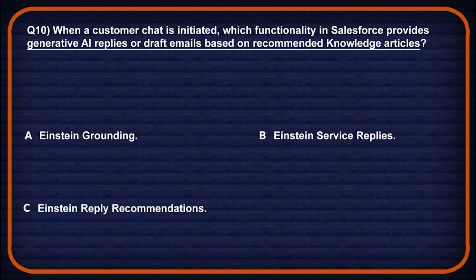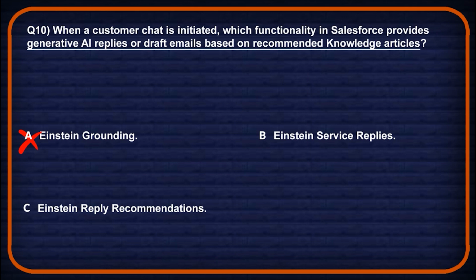Question number 10. When a customer chat is initiated, which functionality in Salesforce provides generative AI replies or draft emails based on recommended knowledge articles? Option A. Einstein Grounding. Grounding ensures AI responses are based on trusted data, but it doesn't directly generate replies. Hence not the right choice.